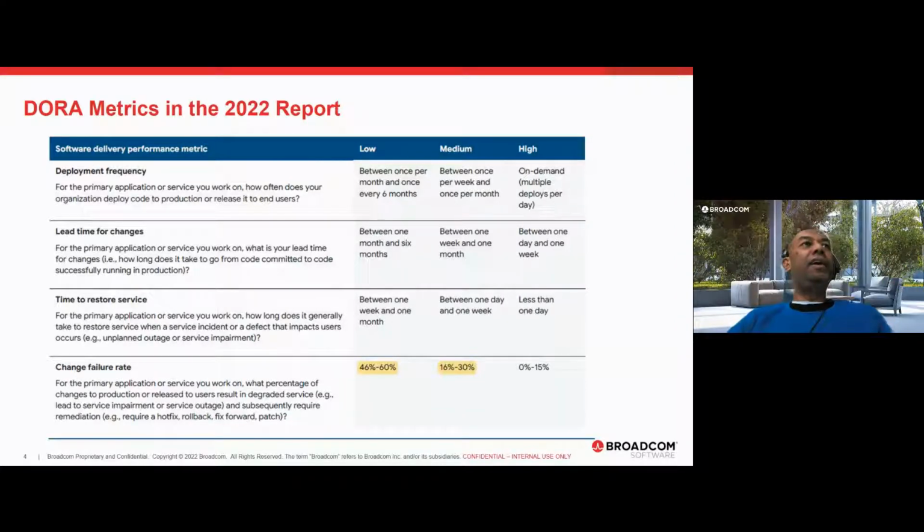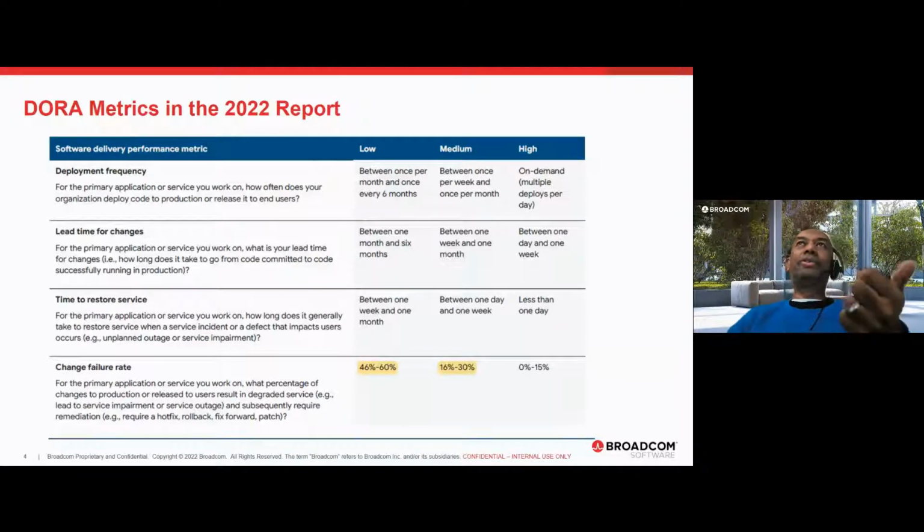So these are deployment frequency, which measures how often you deploy changes to production to end users. The lead time for change is the amount of time that goes from the time the developers commit code to the source code management system to the time it shows up in production.